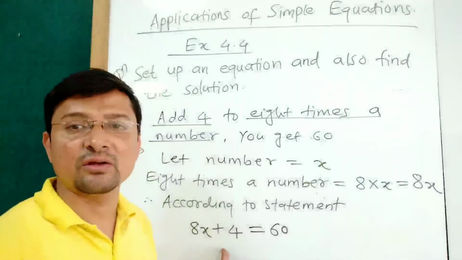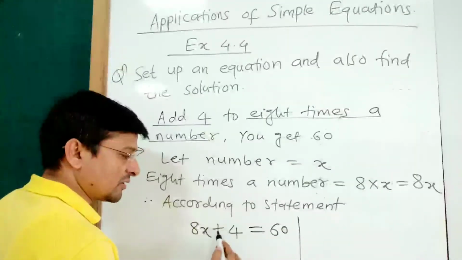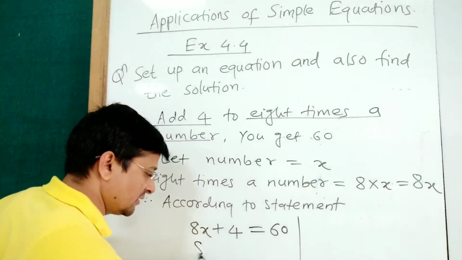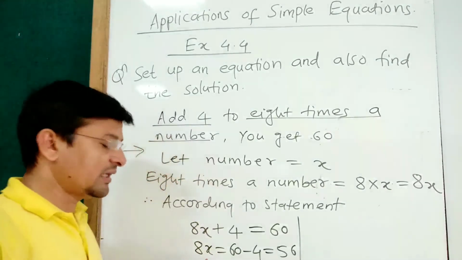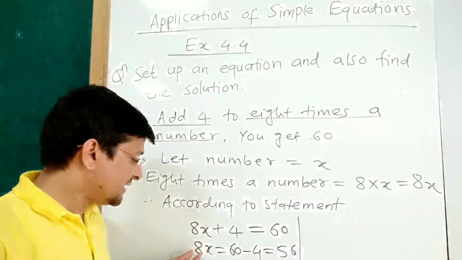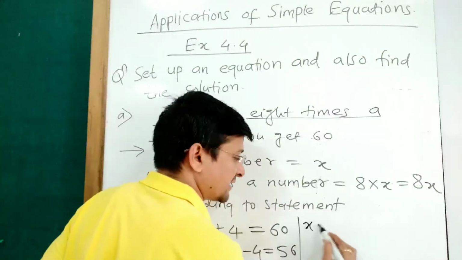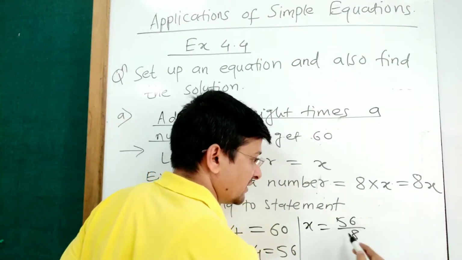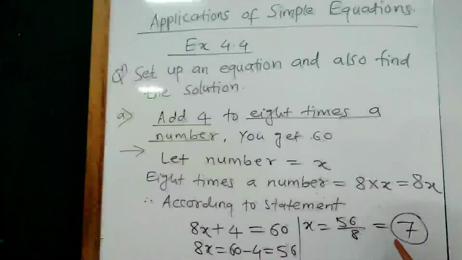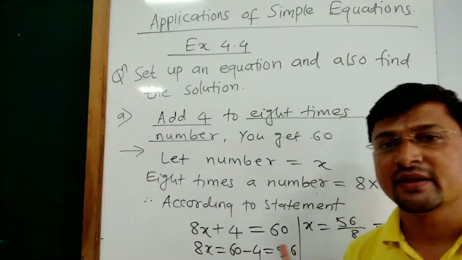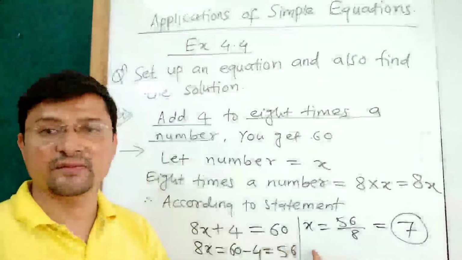Now we have to solve this equation. That means we have to find the value of variable x. It's very simple. Now 4 is plus on left hand side, it becomes minus on right hand side. So here 8x is equal to 60 minus 4, that means 56. Now to find the value of x, 8 is multiplied on LHS, it will be divided on RHS. So here we get x is equal to 56 upon 8, and 56 upon 8, that means 7. So the value of variable is 7, that means the number is 7. In this way we can set up the equation and we also find the solution of the given equation.